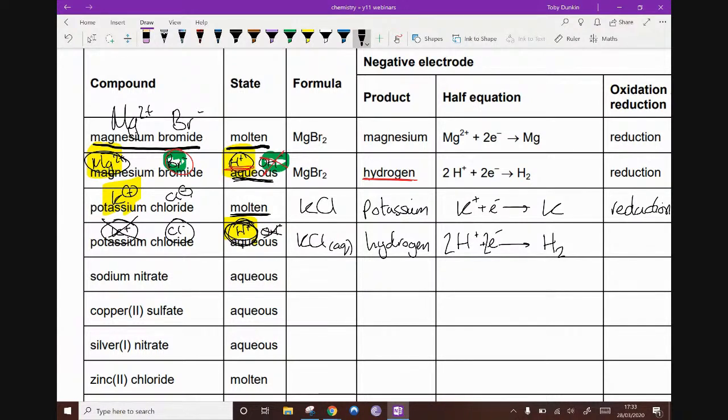And I'm done. Is it oxidation or reduction? Oxidation is loss. Those are going in, so it's gain, it's reduction. It's red. You okay with this?